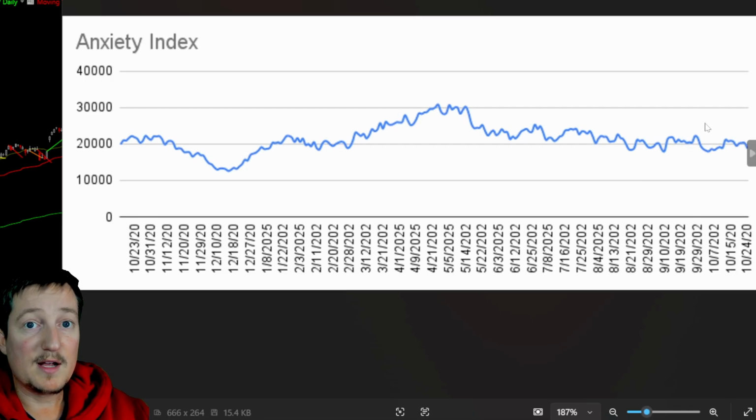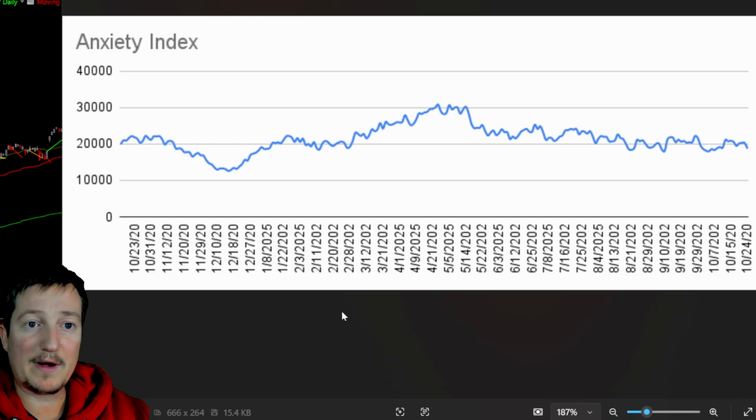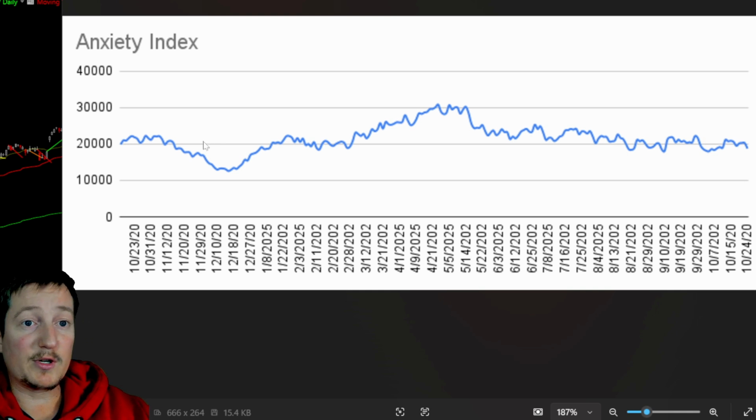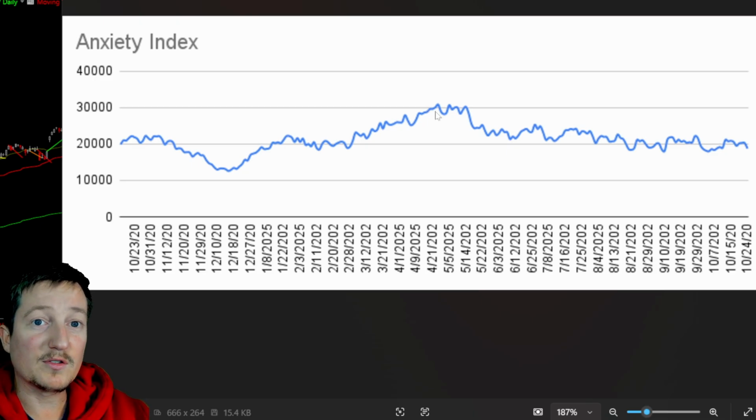That's pretty interesting there. This is the anxiety index. This basically just tracks the number of advancing issues and declining issues over a 25-day period, and typically it triggers opportunity in the market. So in April when the anxiety index was close to 30K, it's of course a low. It's a good buying opportunity long term.